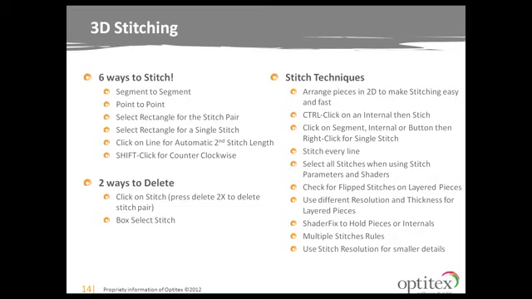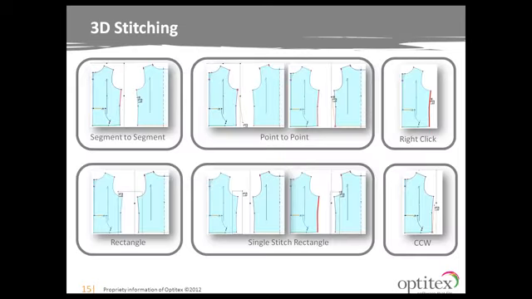I've seen some basic muslin patterns stitched together by some of our university students, and around the neck and the waist and the armhole, it looks a little wavy and it doesn't look right. When I looked at the pattern, I could see that they had put no stitches there. So that's quite important.